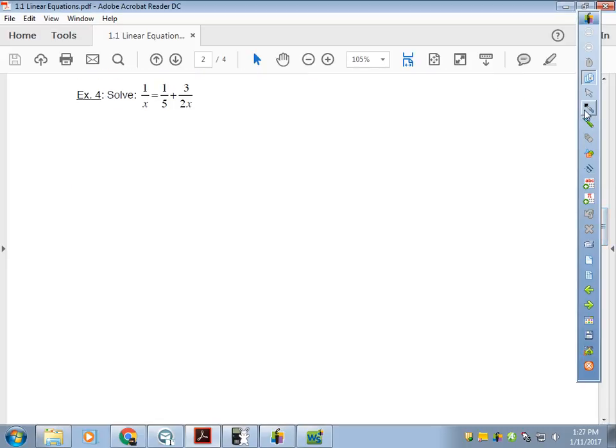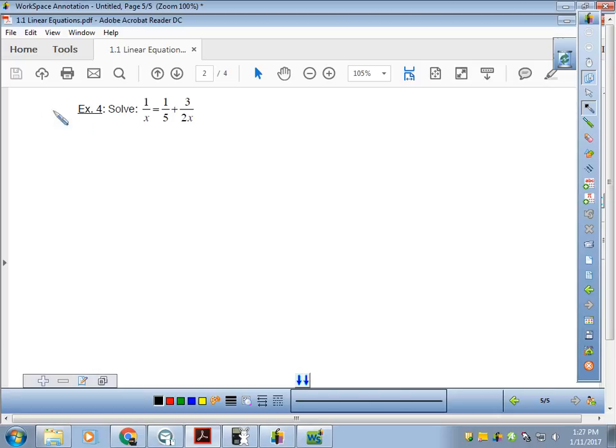So let's look at an example of this. Example 4 here asks us to solve 1 over x equals 1 over 5 plus 3 over 2x. So the first thing I want to do is establish what the least common denominator, the LCD, is. Let's start by looking at the numbers. I got a 5 and I got a 2. What's the smallest number that 5 and 2 can both get to? The smallest number they can both get to is 10.